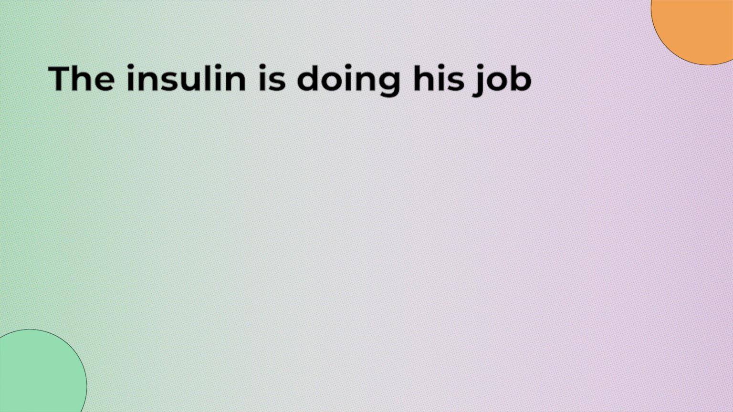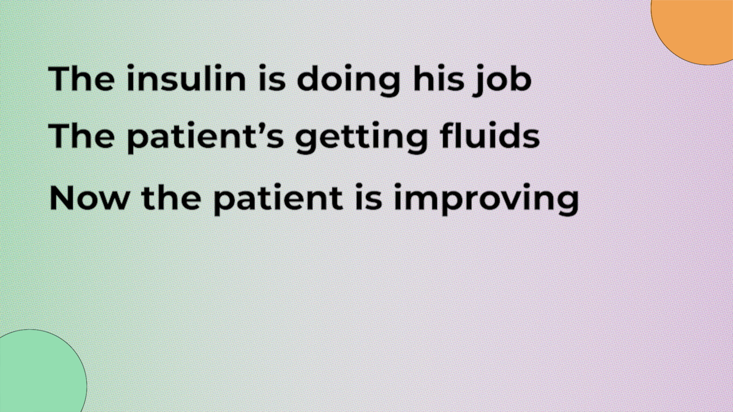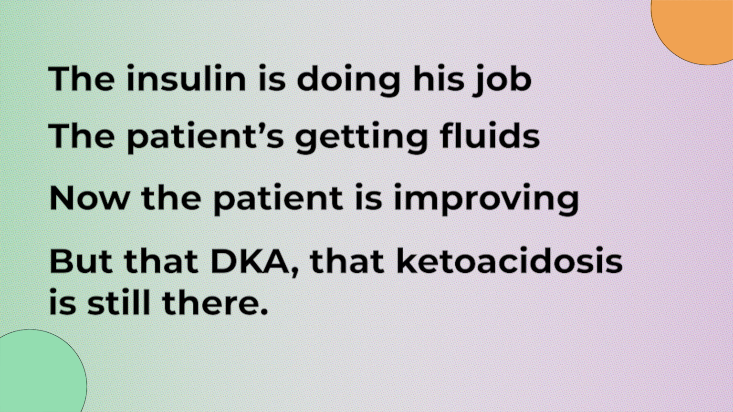So the insulin is doing its job, the patient's getting fluids, and now the patient is improving. But that DKA, that ketoacidosis is still there, okay? So, key is you have two closed gaps, right?